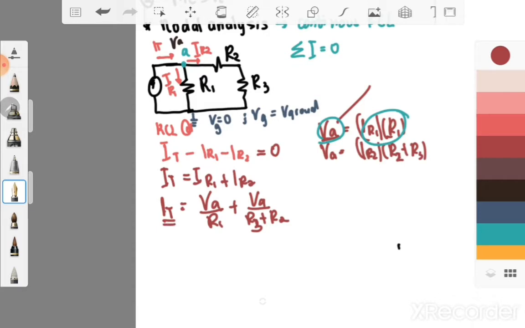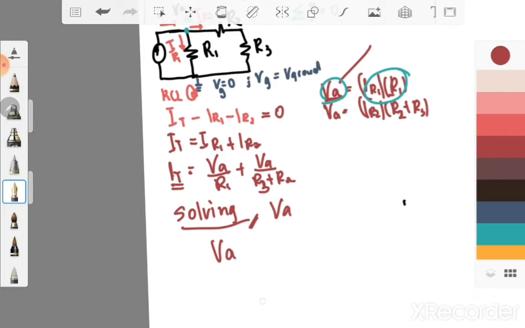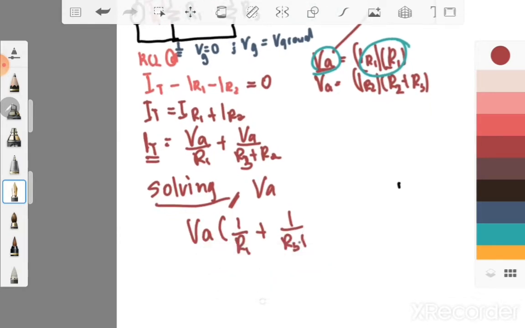So, what we will do is solve for our VA. Our VA in this equation is dependent on your I total. The independent variable is your I total and the dependent variable is your VA. So, solving for our VA, factoring out your VA, we have 1 over R1 plus 1 over R2 plus R3, which is equal to your I total.